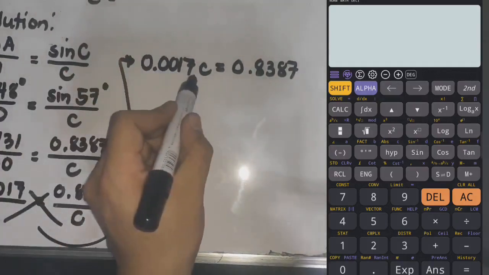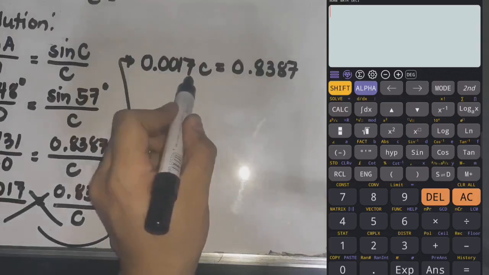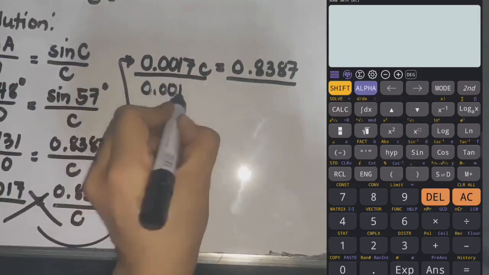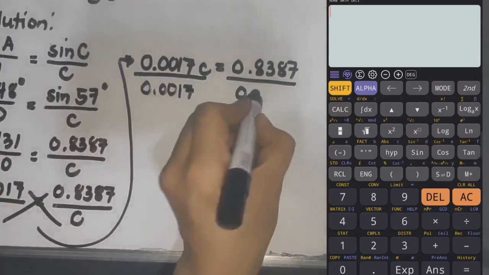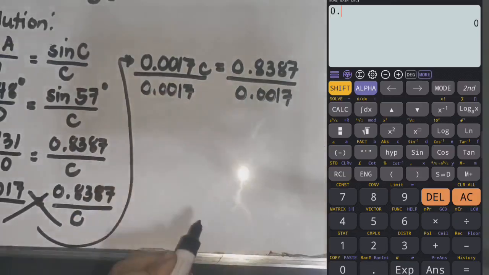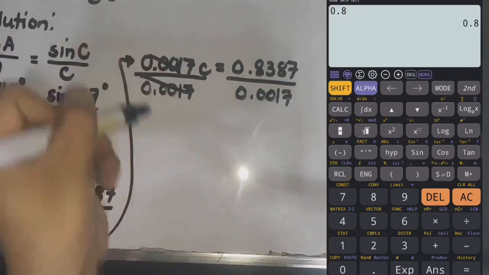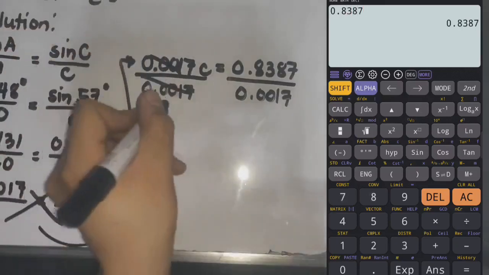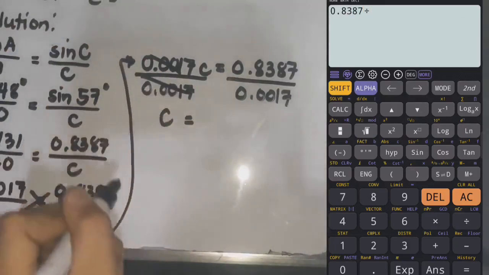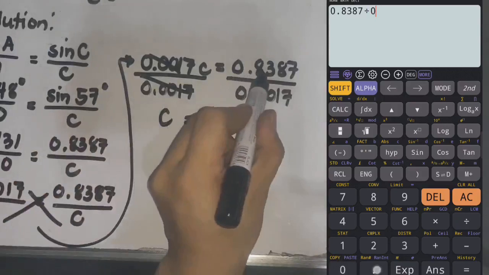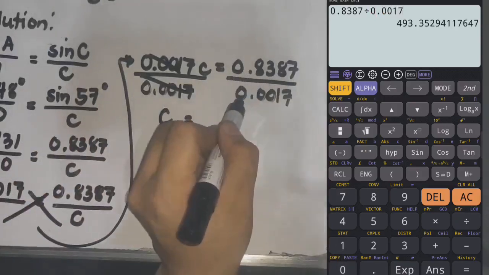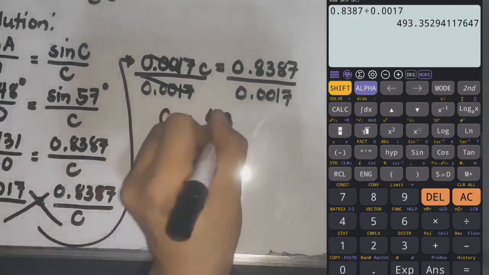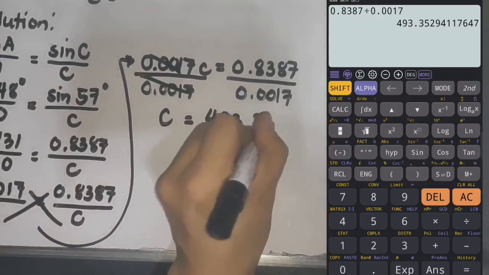Then, may katabing value yung ating side C. Divide both sides kung ano yung katabi niya, which is 0.0017. Ganun din sa kabila. Then, cancel kasi parehas sila. Divide natin, 0.0017 divided by 0.0017 is 1. Bring down C, side C. Then, divide natin 0.8387 divided by 0.0017. Your answer will be 493.35.